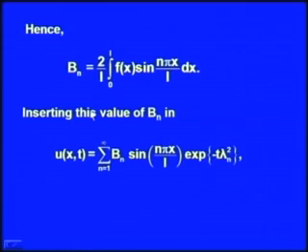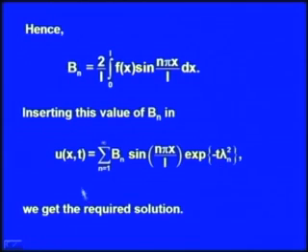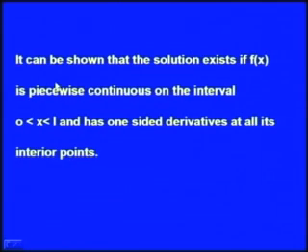Now, let us insert this value of b n in the series for u(x,t). u(x,t) is equal to sigma n equal to 1 to infinity b n sin(n pi x over L) e to the power minus t lambda n square. So, when you insert this value of b n in this equation, you get the required solution. Now, it can be shown that the solution u(x,t) exists if f(x) is piecewise continuous on the interval 0 less than x less than L, and f(x) has one-sided derivatives at all its interior points.